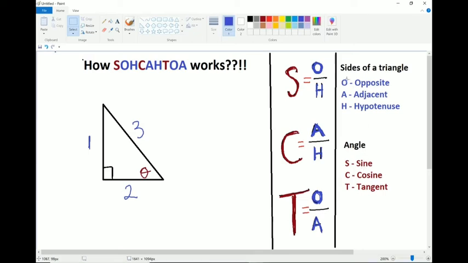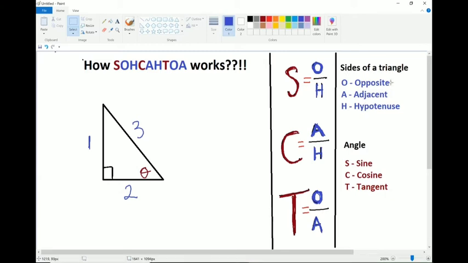And then let's move over to the sides. On this first one here, you see O over H. What that is saying is opposite over hypotenuse. O stands for opposite, and the H stands for hypotenuse. And then on this second one, you see A over H. It is just saying adjacent over hypotenuse.